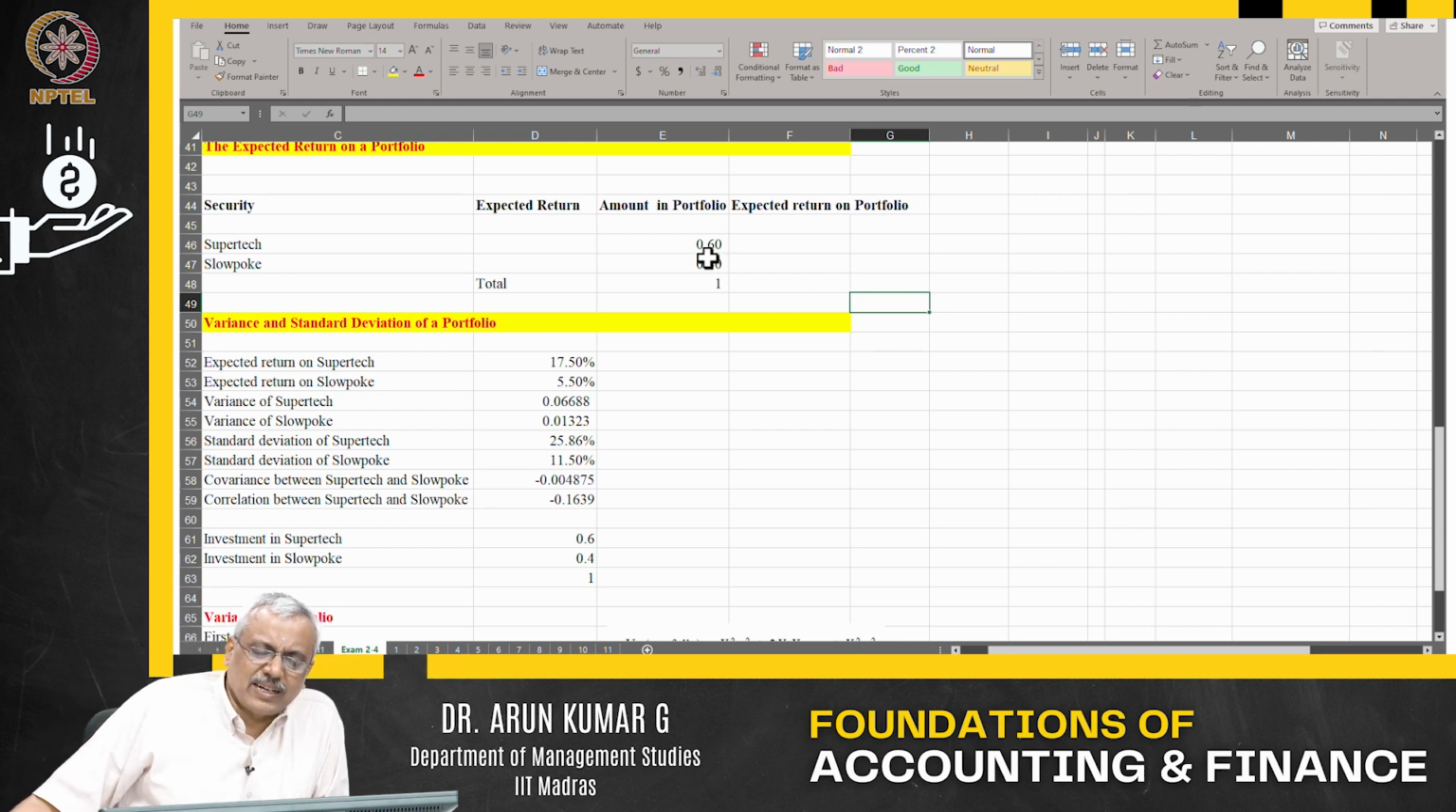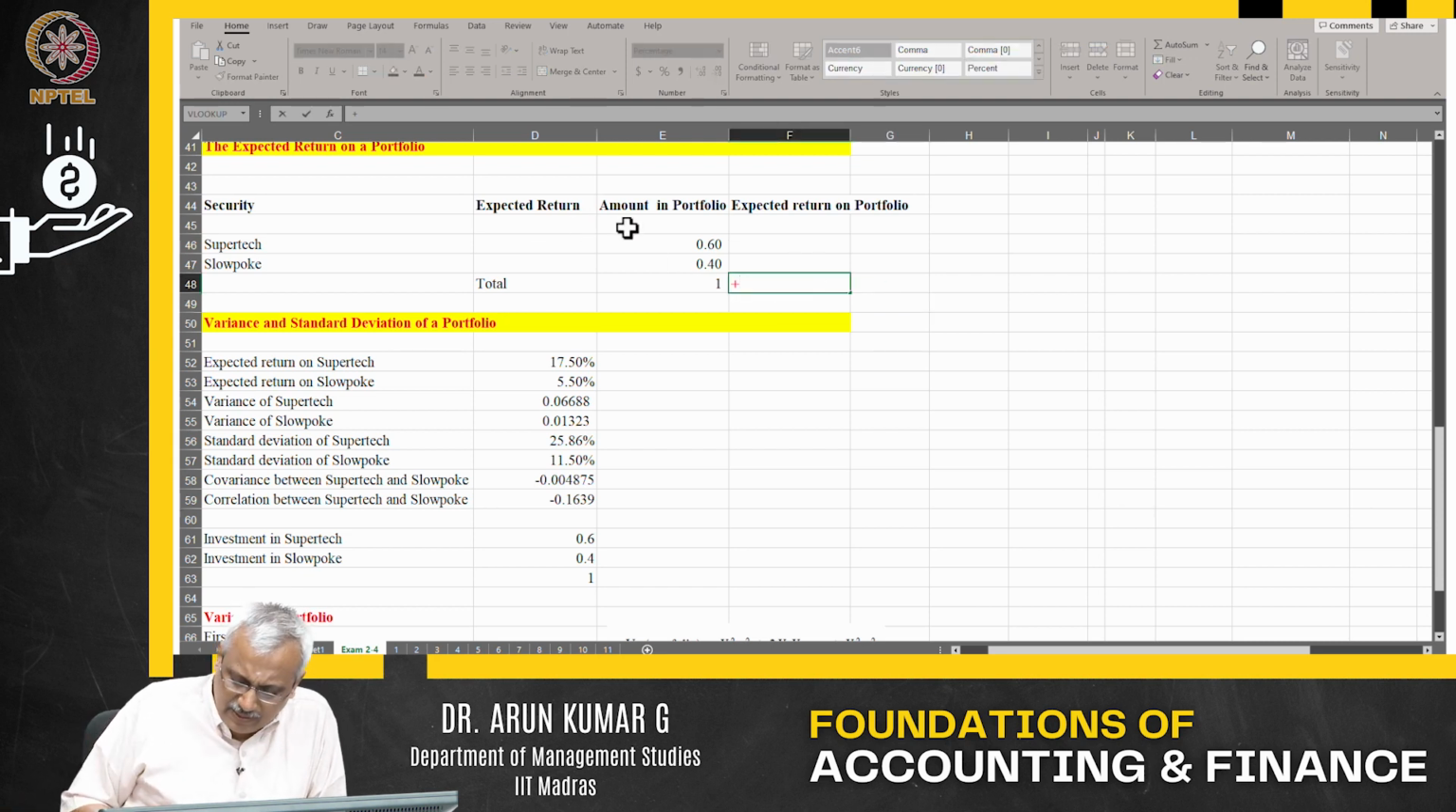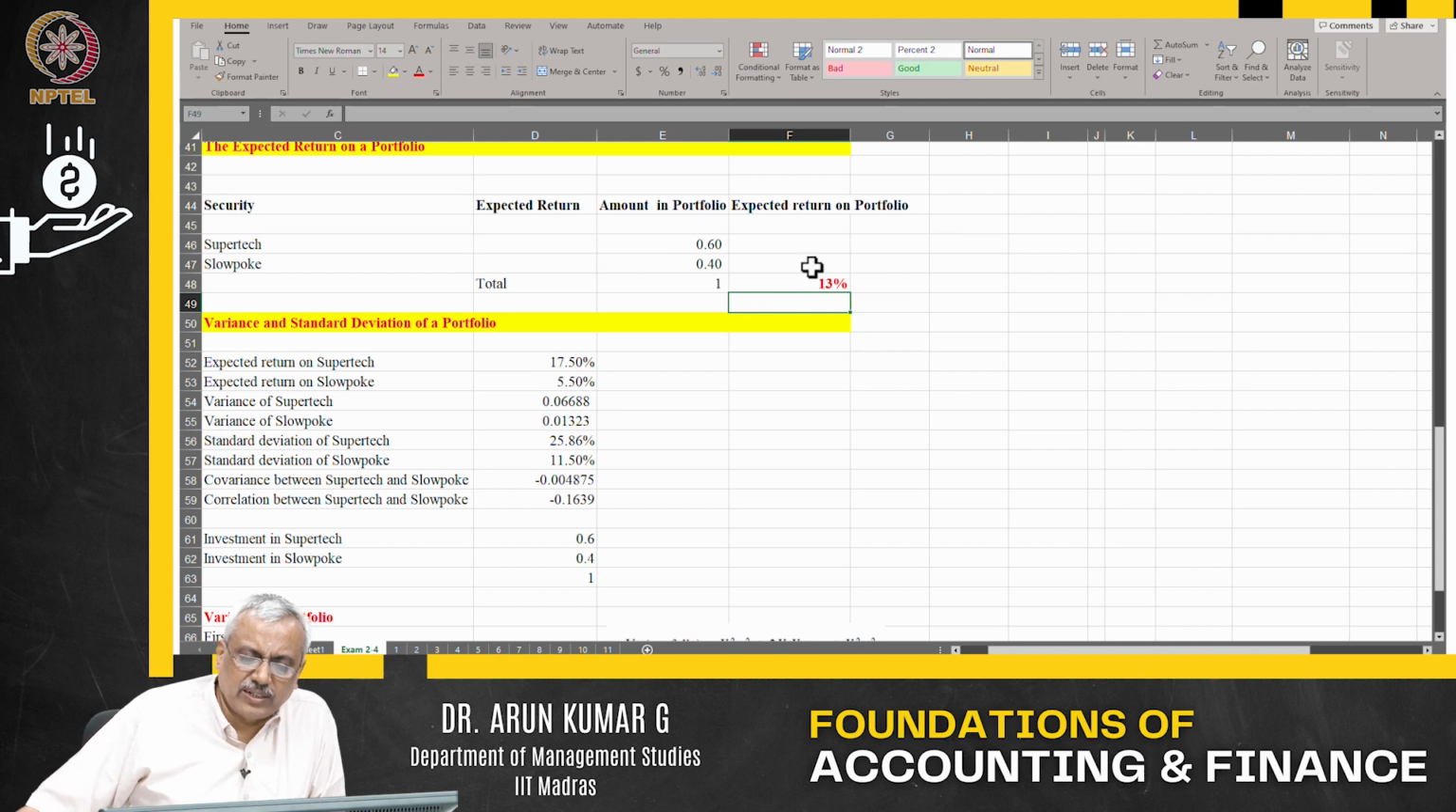The rupees are basically converted to decimals, so 60 and 40%. So, what is the expected return? 60% of my investment is going to earn a 17.5% return plus 40% of my investment is going to earn a 5.5% return, and this is going to be the portfolio return. The portfolio return in this particular case is about 12.7%.